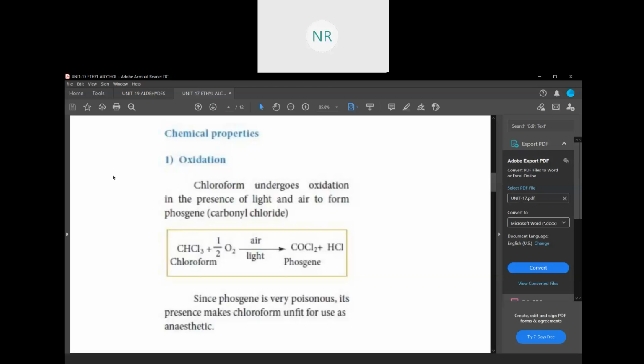But after research found that chloroform gives out phosgene on oxidation in the presence of oxygen, nowadays chloroform is not used as an anesthetic agent. Chloroform plus half O2, in the presence of air and light, gives phosgene plus hydrochloric acid. Both phosgene and hydrochloric acid are harmful to the human body. The 1/2 O2 is given as half just to balance the equation.